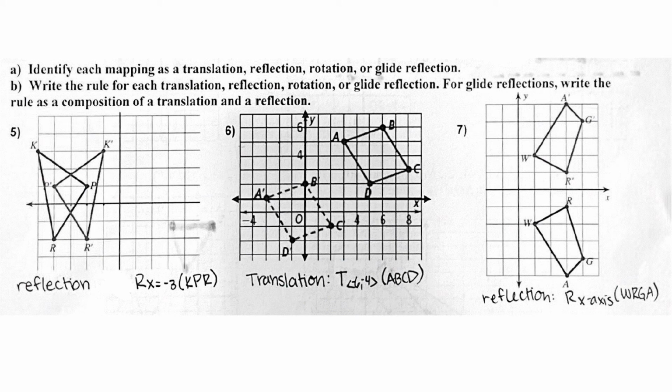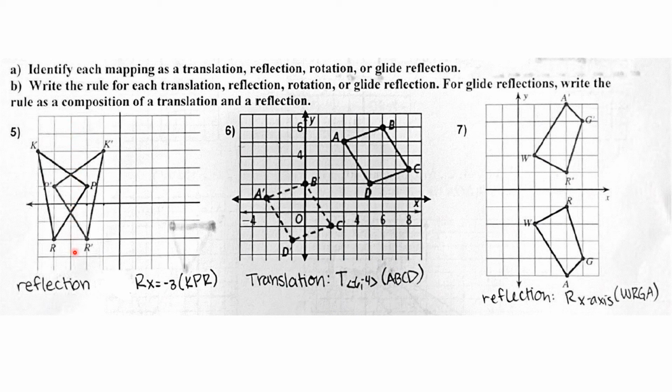5, 6, and 7, it says to identify each mapping. So is it a translation, reflection, rotation, or a glide reflection? And then we're writing the rules. So number 5, this one's clearly a reflection. And if I sketched in a line, it would go right through here. And so that line is at -3 on the x-axis.